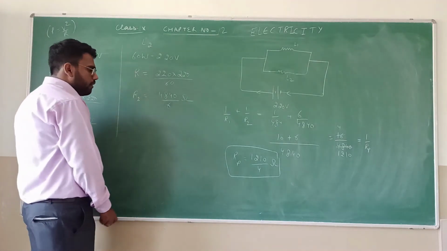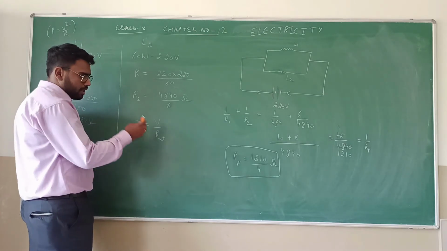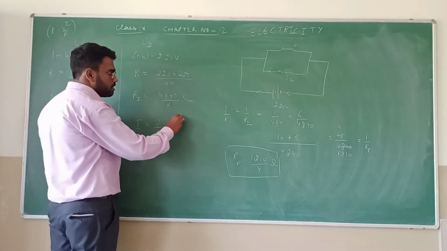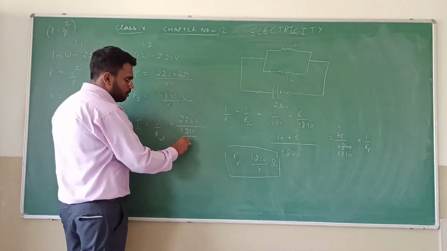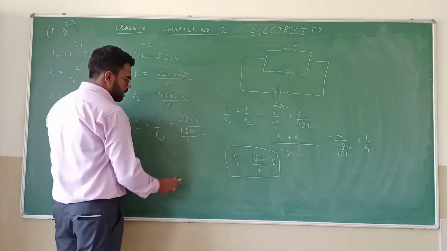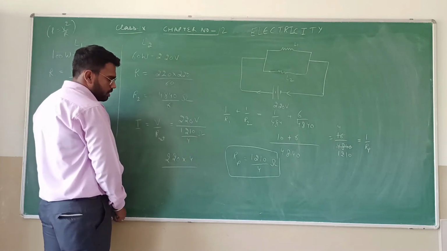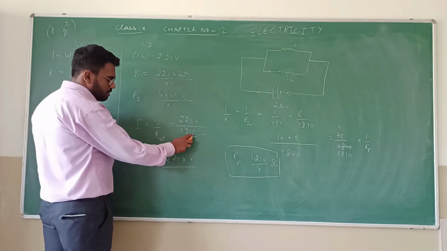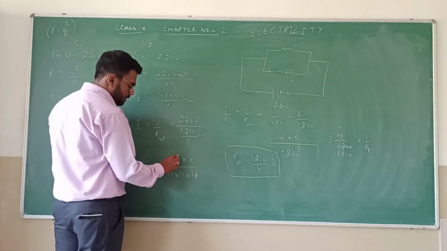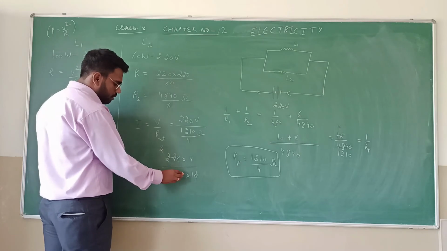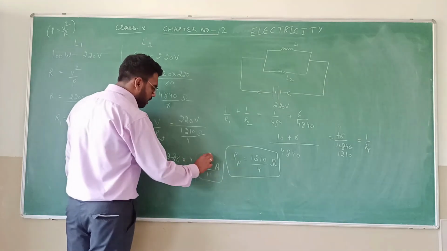Next we have to find the current. What is the formula of current? I is V by R net, that is total resistance. Total resistance is 1210 by 4. The voltage is 220 volt, divided by 1210 by 4. This 4 goes up to the numerator, so 220 into 4 by 1210. I can write 1210 as 11 into 11 into 10. This will cancel out, and the answer is 8 by 11 ampere.